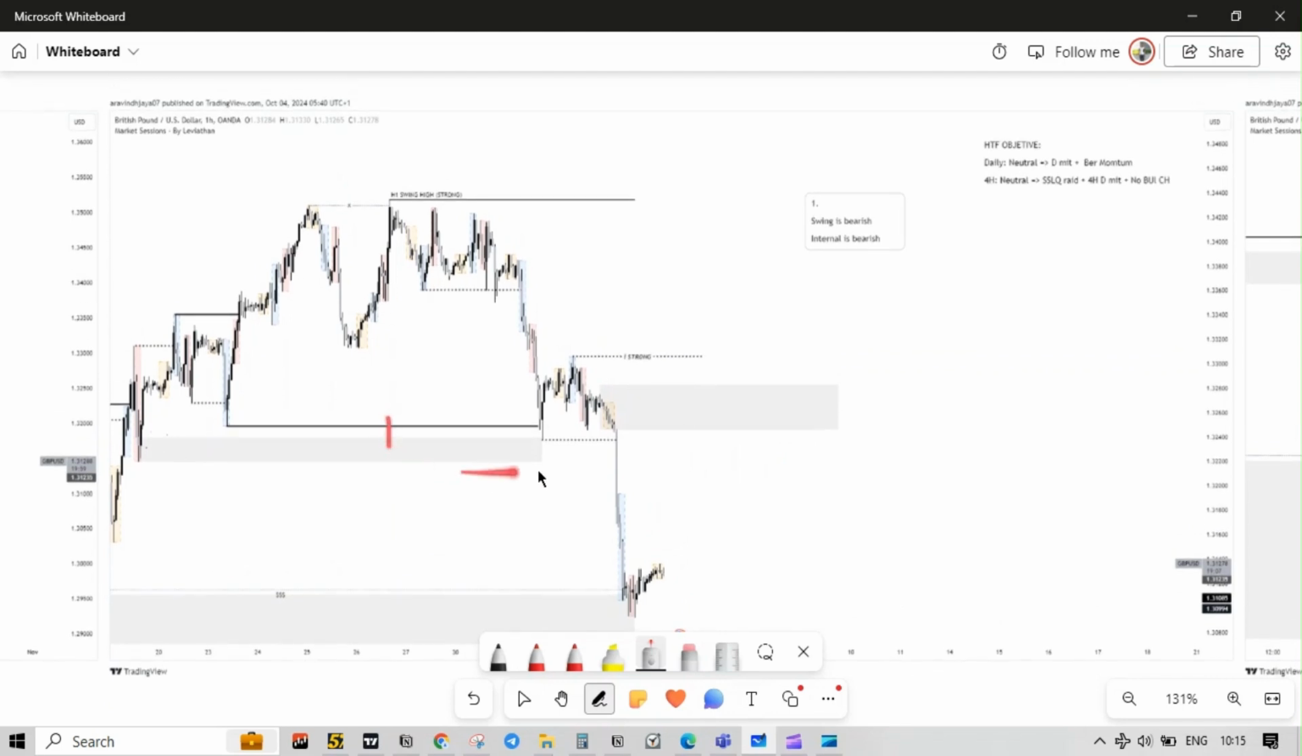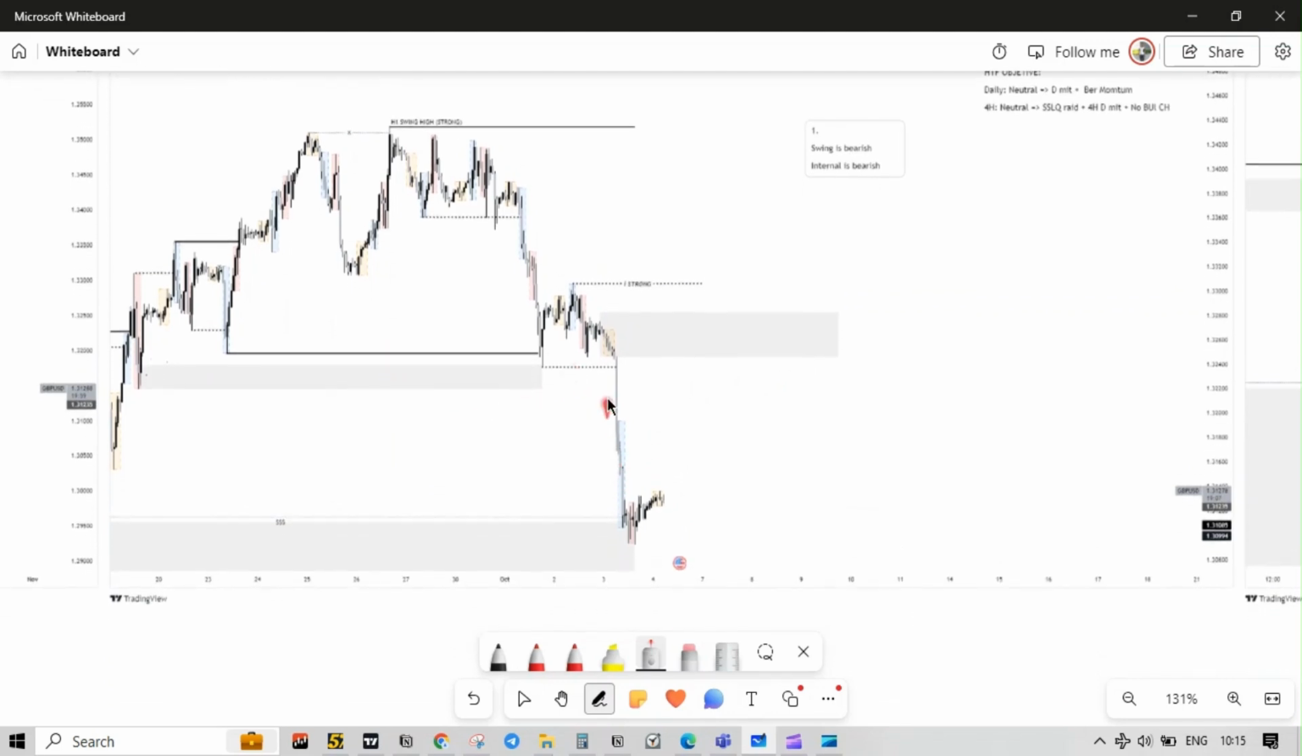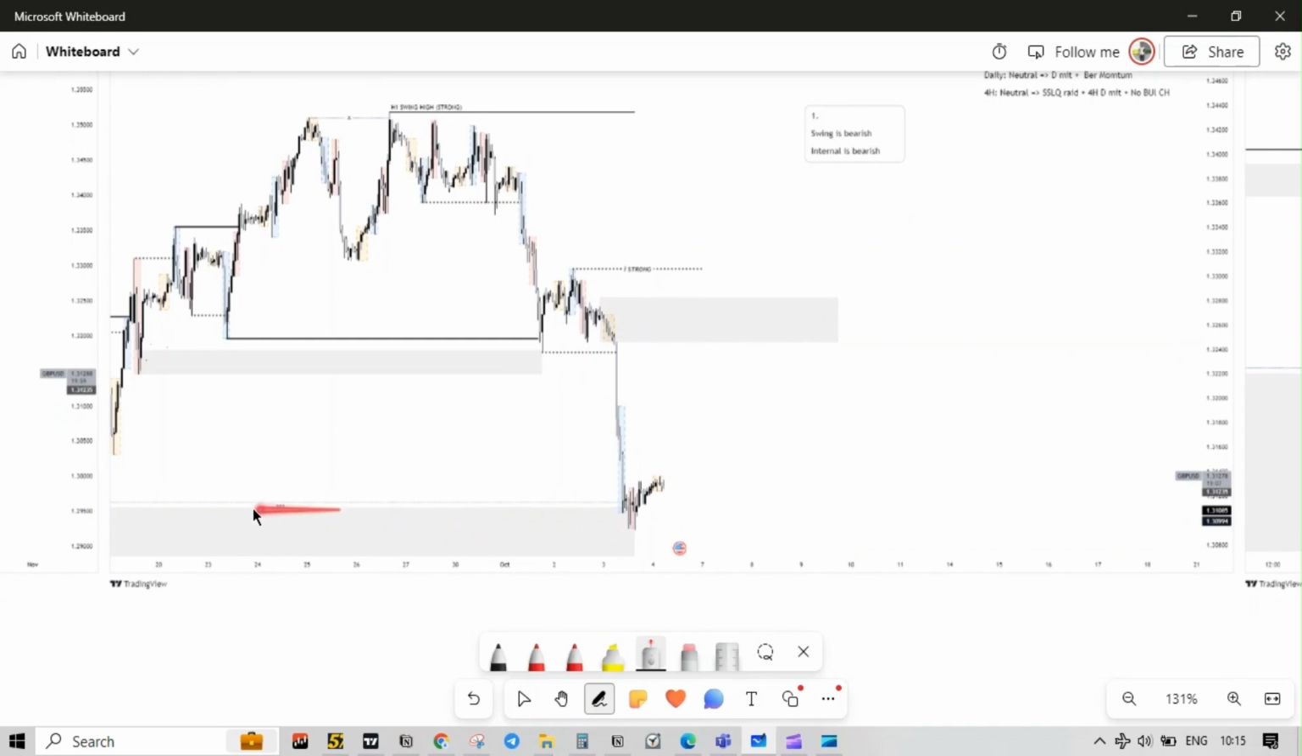The swing structure is bullish. Internal is also bullish. And price is in the daily demand, which swept the sell side liquidity right here. So all I can look for is price to shock bullish after sweeping some sell side liquidity. That would be enough for me to take longs and target some of the buy side liquidities here.